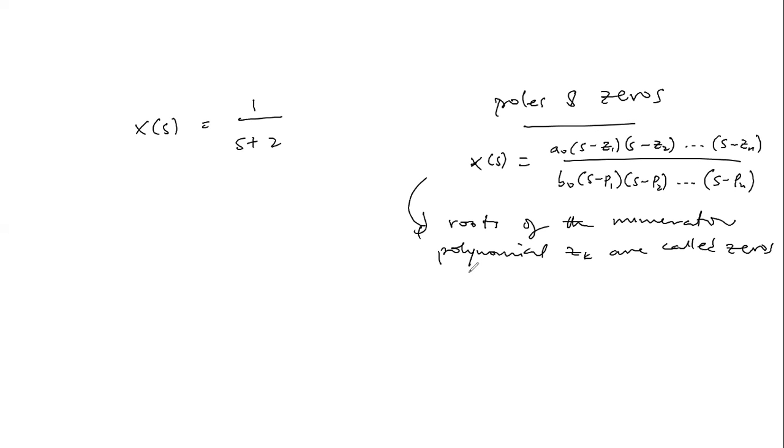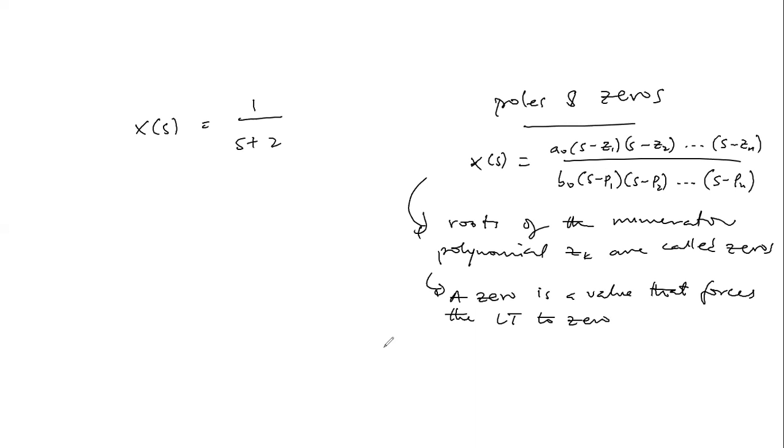And the interesting thing is that the value of this zero forces the Laplace transform to 0, okay? So a zero is a value that forces the Laplace transform to 0. So if the zeros of this numerator happen to be 0, then 0 over whatsoever will give us 0. So a zero is a value that forces the Laplace transform to 0.